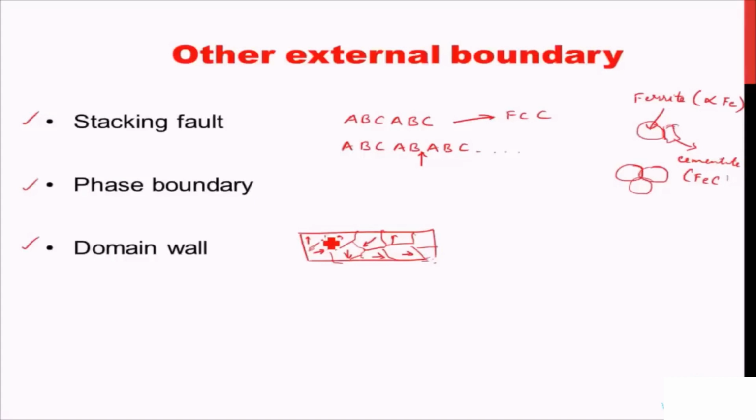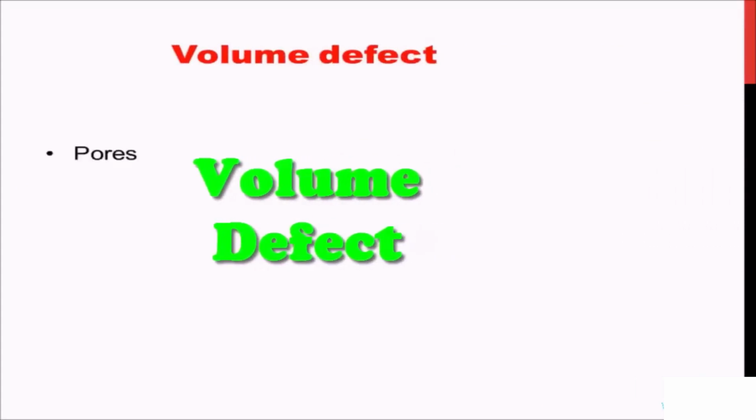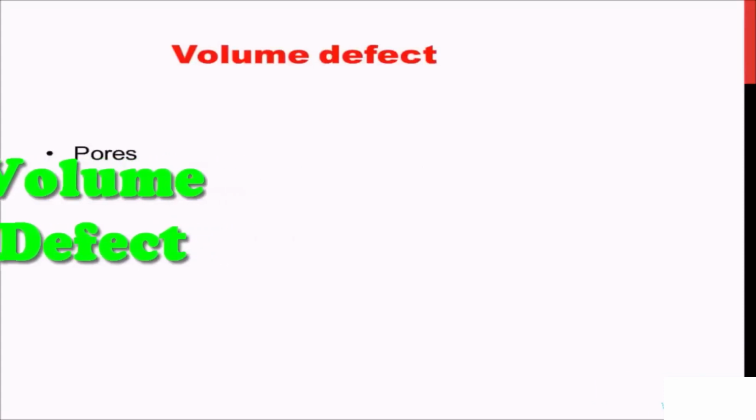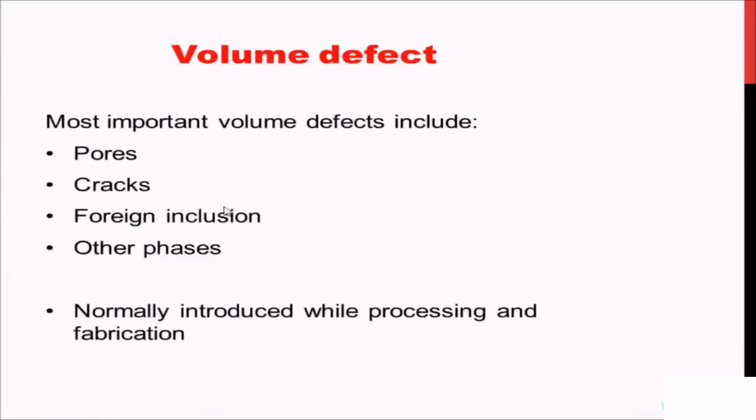Now let us see briefly some of the three-dimensional defects that can be present in a material. Three-dimensional defects are also known as volume defects because a volume is basically three dimensions. So what can be different kinds of volume defects? One can be pores. There can be porosity in the material. Then there can be cracks, right? There can be cracks through the material which are not supposed to be there, but they are there.